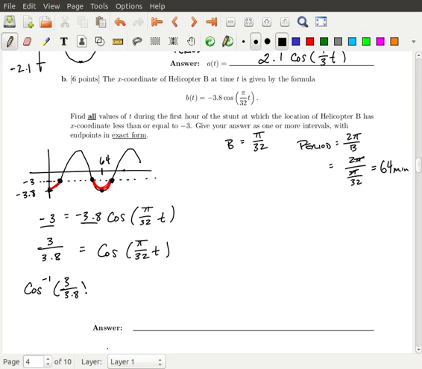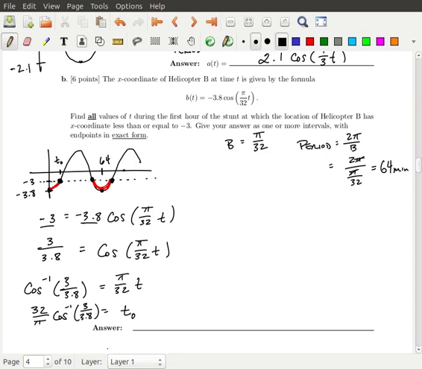And the way to move forward at this point is to take cosine inverse. And hopefully you learned in class that when you take cosine inverse, it will give you this point, the very first point, when you solve for t. So t is 32 over pi times that cosine inverse. So that's this time. Let's call that t naught. That's the first time it's -3.